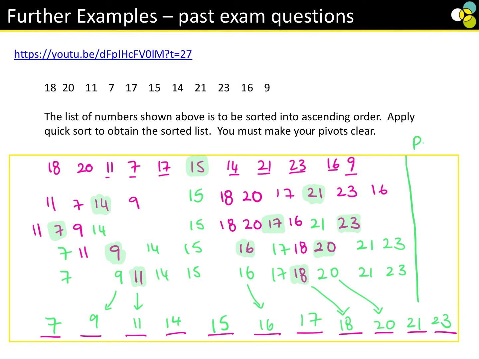If you wanted to, you could write pivots, and then here you know your pivot is 15. Here your pivot is 14 and 21. Here your pivot is 7, 17 and 23. On the next line your pivot is 9, 16, 20. And then lastly your pivot is 11 and 18. Okay, if you wanted to, just to make sure that you've got everything down, you can do that.